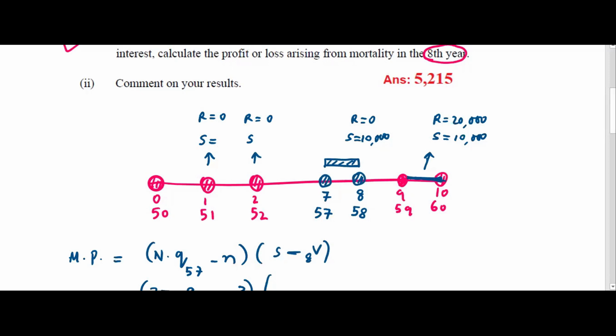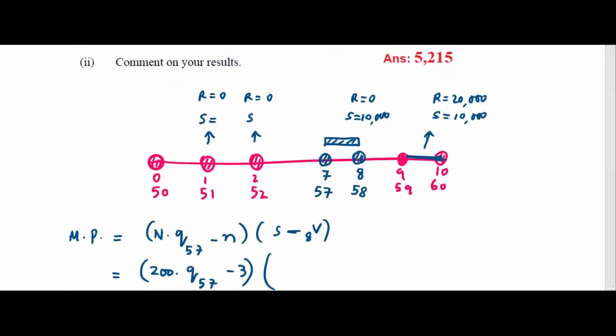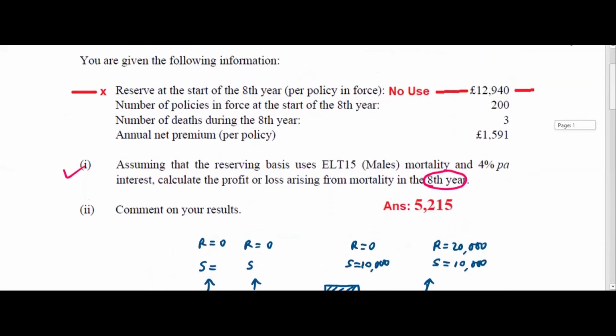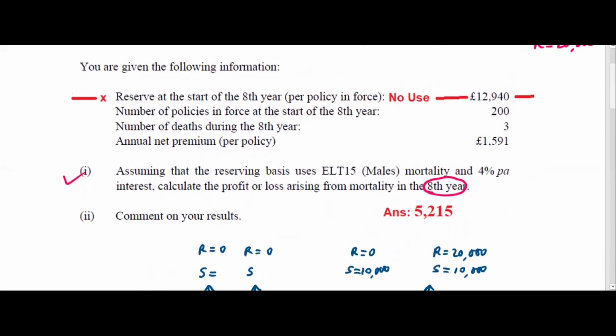Now the only thing that remains is the reserve. So R is no use. Double endowment, R is no use, at least here, when you write mortality profit. Now go to the equation. Reserve at the start of the 8th year, that means V7, is given. V7 is given as 12,940. But you need V8, not V7.